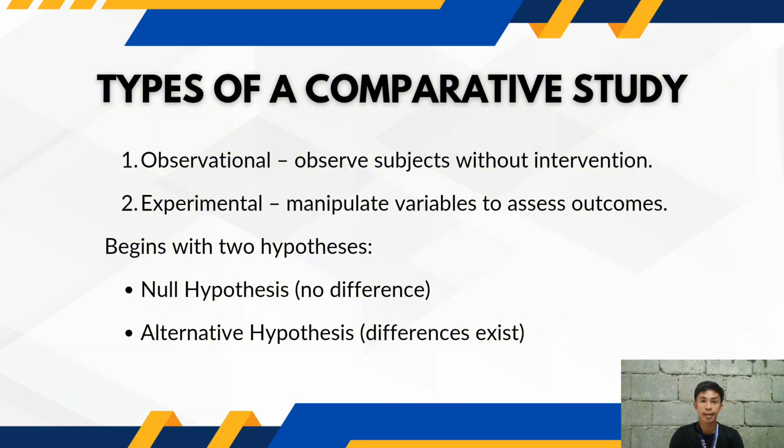Every comparative study begins with two hypotheses, the null hypothesis and the alternative hypothesis. When we say null hypothesis, it assumes there is no difference between groups. And on the other hand, the alternative hypothesis assumes there are differences. These guide the research and the interpretation of results.